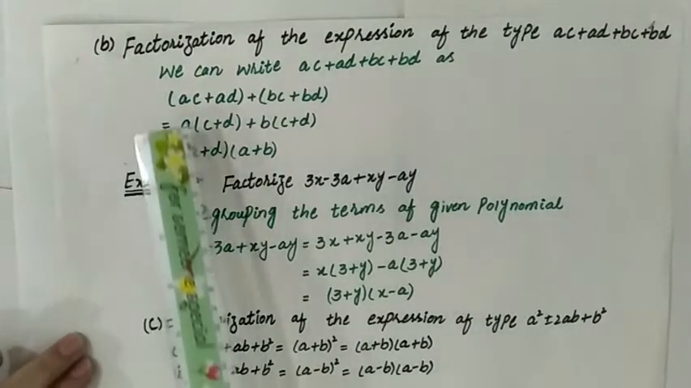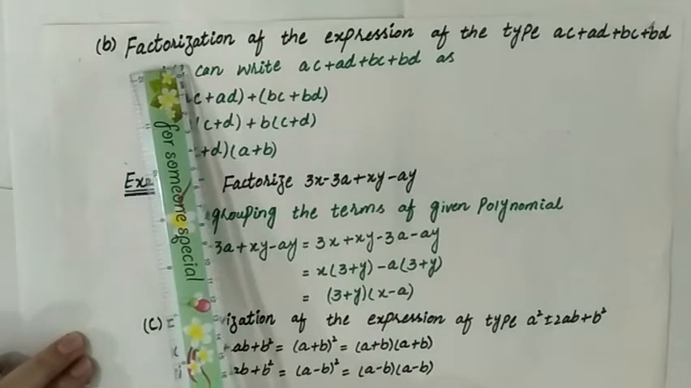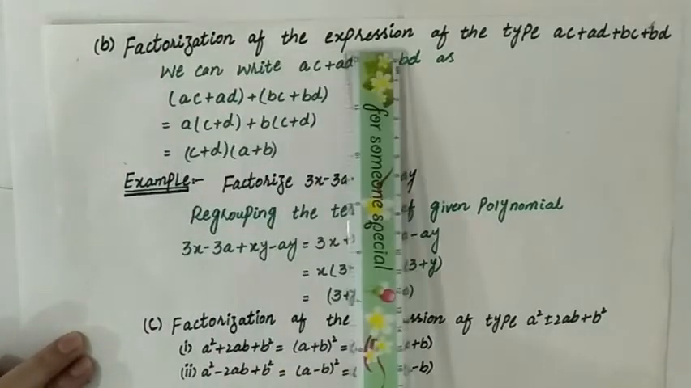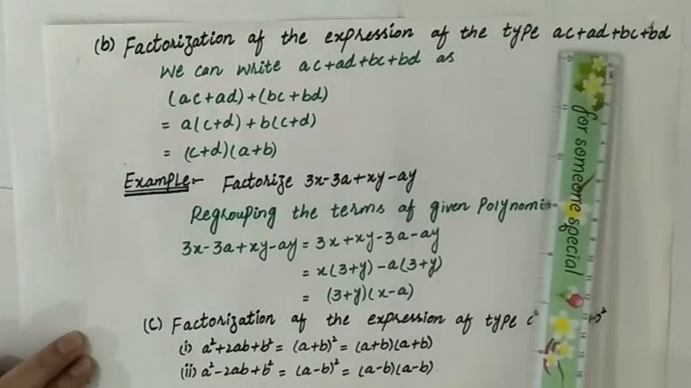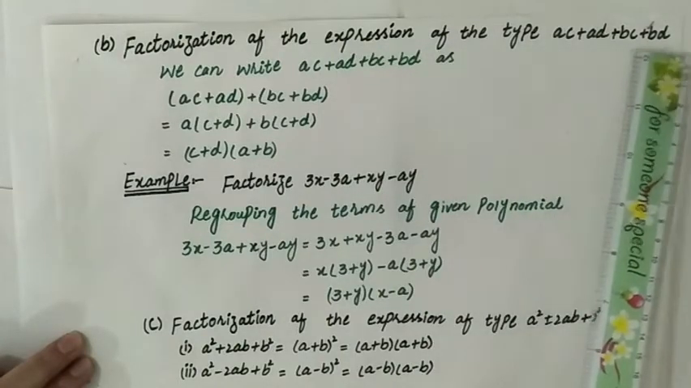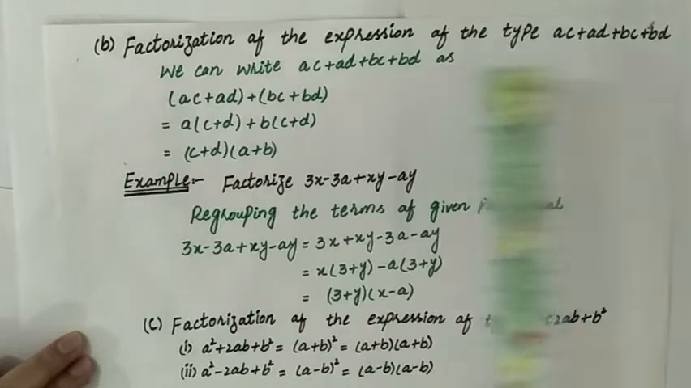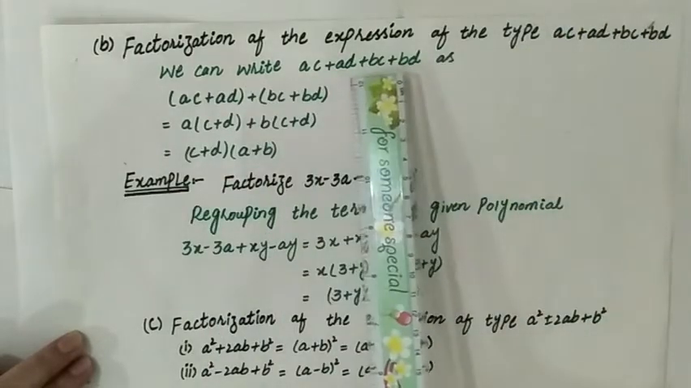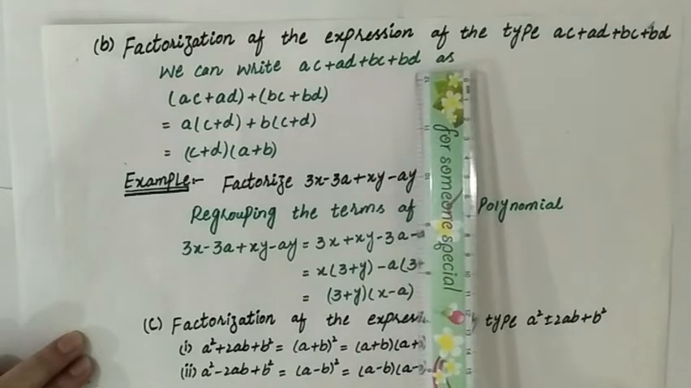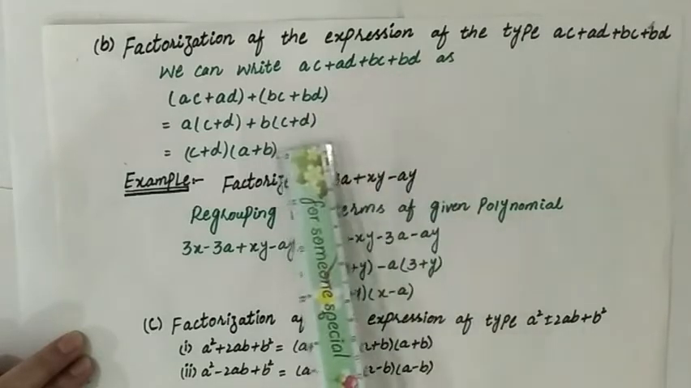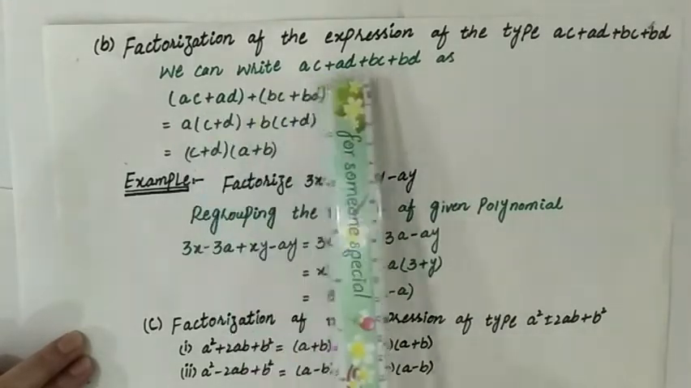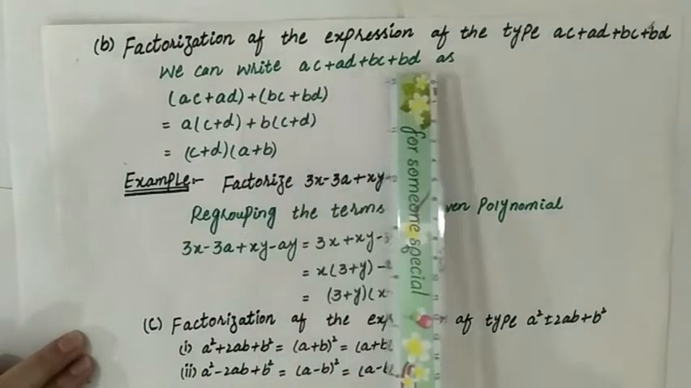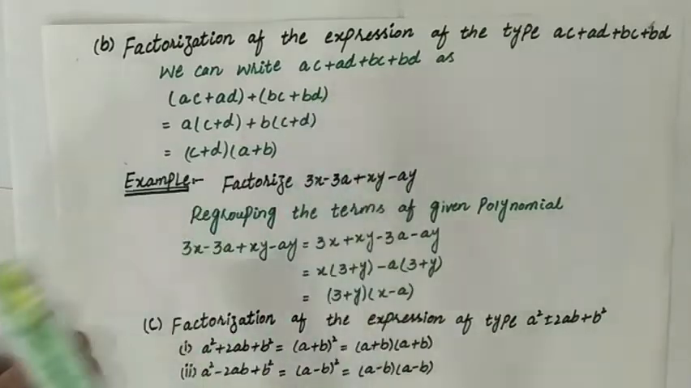Now we will discuss the second type of factorization used in exercise 5.1: factorization of the expression of the type AC plus AD plus BC plus BD. We can write this expression in the form of two groups. The first group is AC plus AD and the second group is BC plus BD.